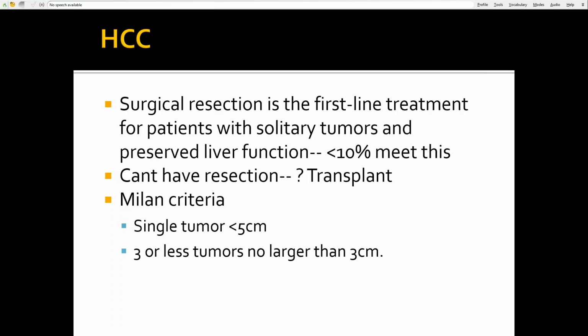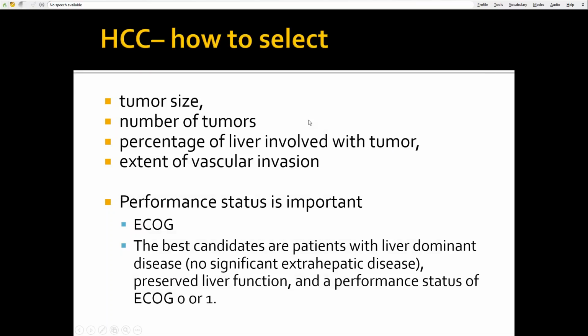Surgical resection is basically the most curative treatment for these lesions, but most patients that present with this are not surgical candidates. So then you have to come up with how else we can treat these patients. We use the Milan criteria: a single tumor less than 5 centimeters, or 3 or fewer tumors no greater than 3 centimeters. That is basically what you want to remember for the Milan criteria and how to treat these patients.